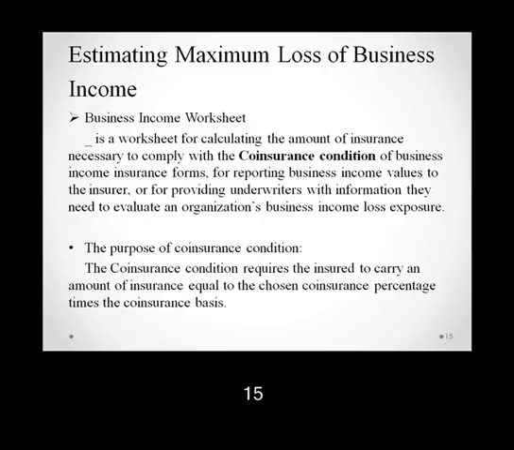Underwriters often require that the insured submit a completed worksheet to aid them in evaluating the exposure. The loss adjusters follow a procedure similar to the worksheet calculations in determining whether the insured has complied with coinsurance requirements. One of the principal purposes of the worksheet is to determine the amount of insurance needed to comply with the coinsurance condition in business income forms.